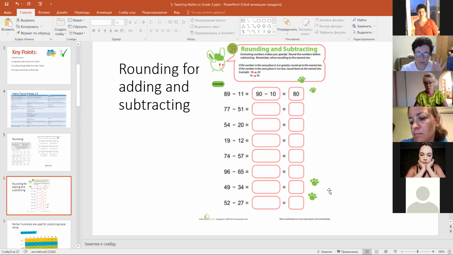Like rounding, you remember, we started this year, and we won't be very serious about it, but we can place it into this part of warming up activities, into counting.